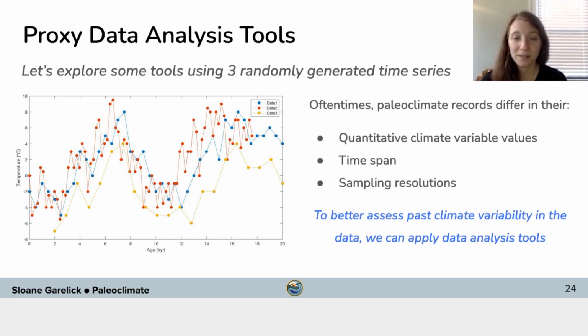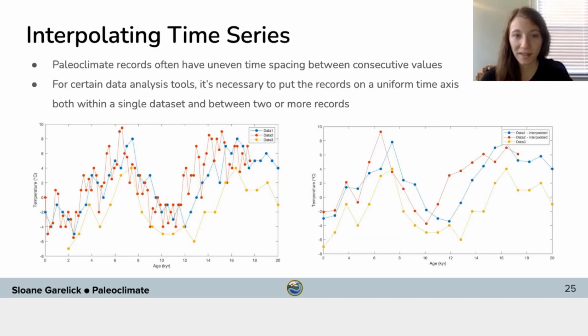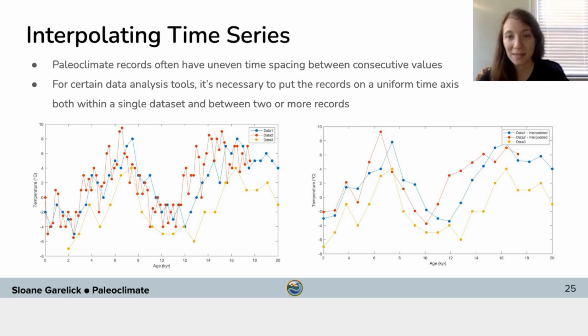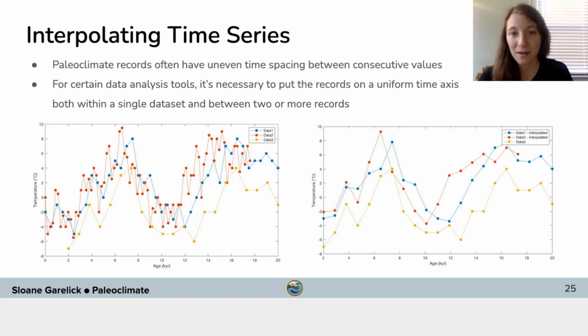We can use data analysis tools to overcome some of these obstacles in proxy data. And to explore these tools, we'll use 3 randomly generated data sets. Paleoclimate records often have uneven time spacing between consecutive values. For example, in these 3 sample data sets on the left, the yellow data is lower resolution than the blue and red. For certain data analysis tools, it's necessary to put the records on a uniform time axis, both within a single data set and between 2 or more records. And an example of this is shown on the right. Now that we've interpolated the 3 data sets, they all have a data point at each time step.